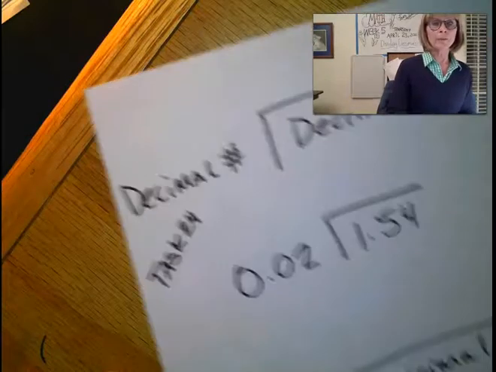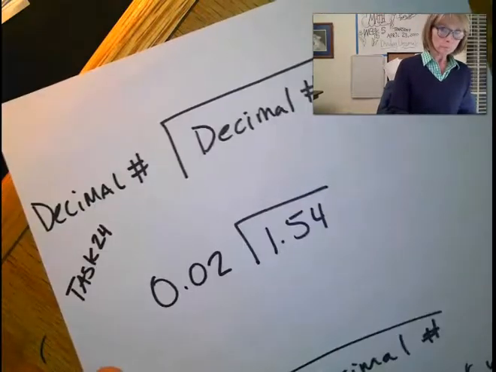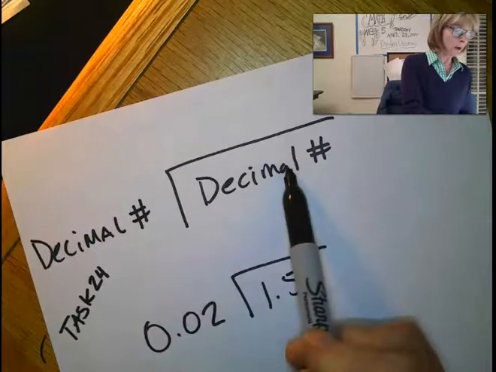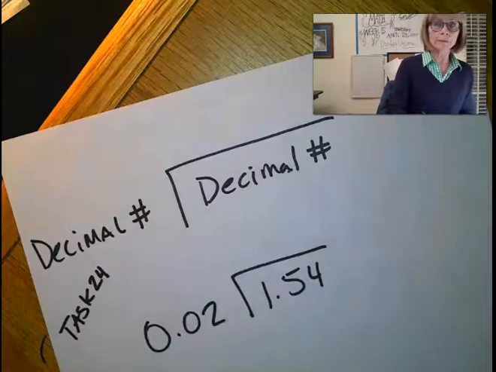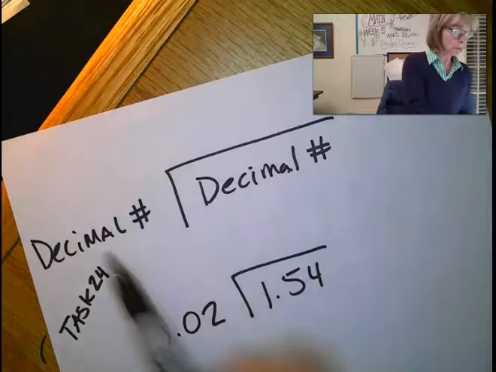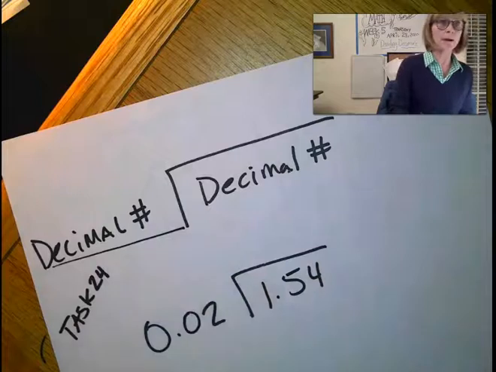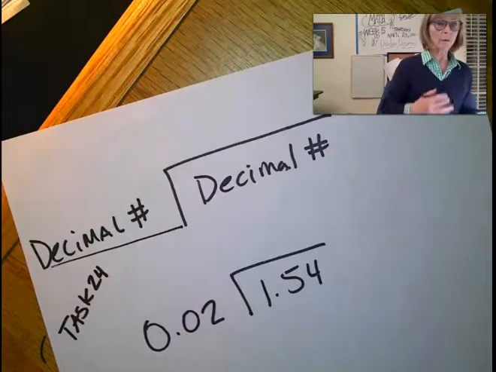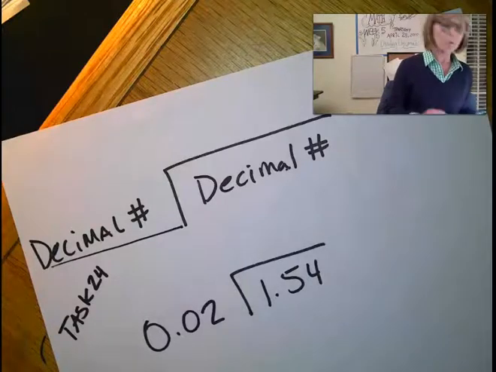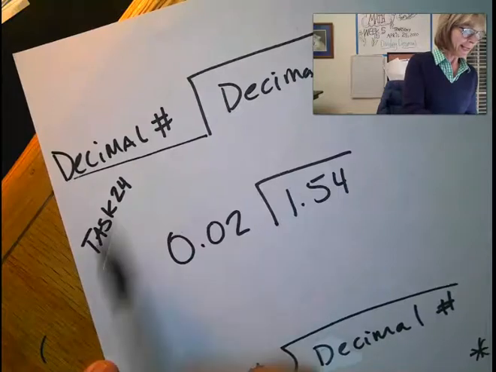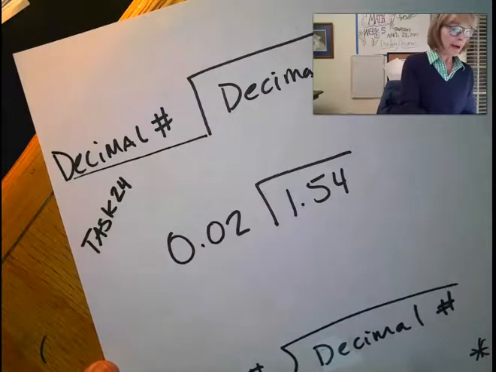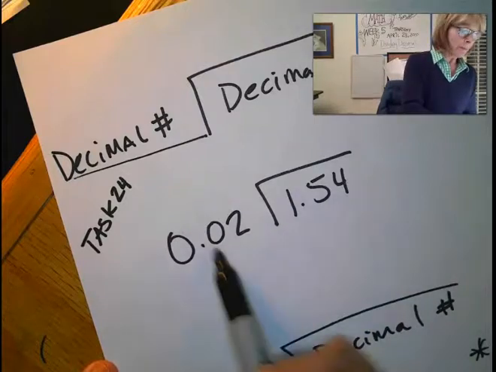All right, the next kind of problem you need to know how to do is when you have a decimal number divided by another decimal number. And this is a special situation. When you have a decimal number out here in the divisor, you're going to have to shift over your decimal point to make it into a whole number. So here on task 24, you have 1.54 divided by 200ths. All right, now I want to make this 200ths.